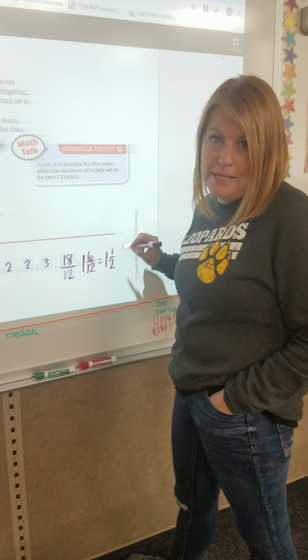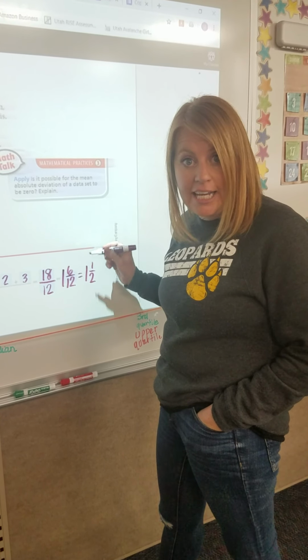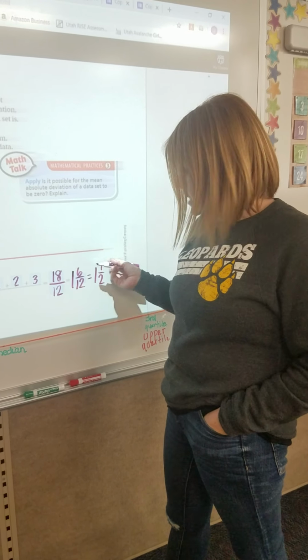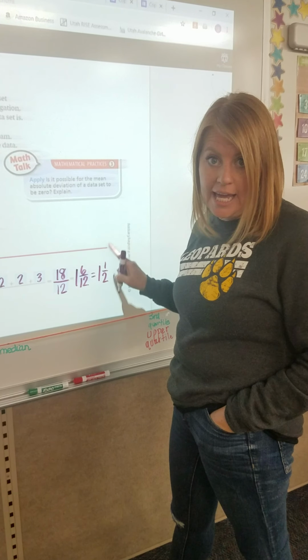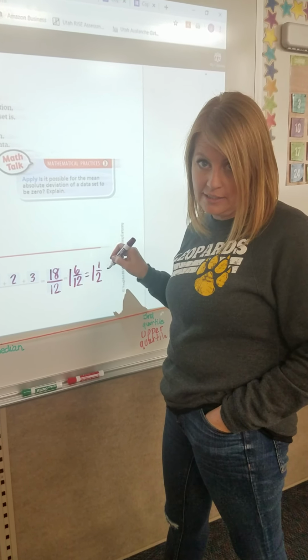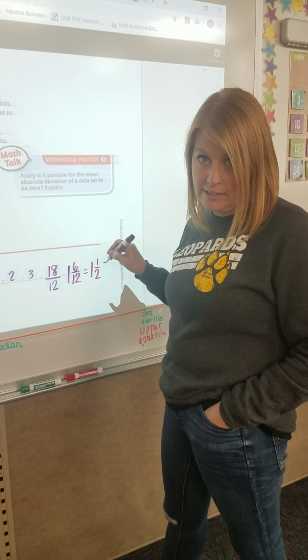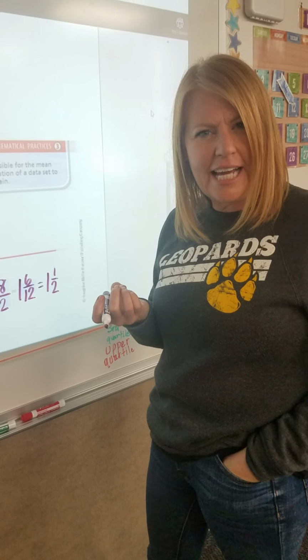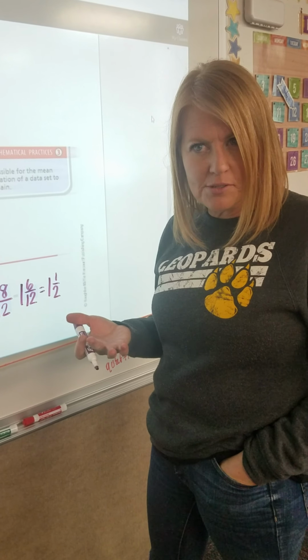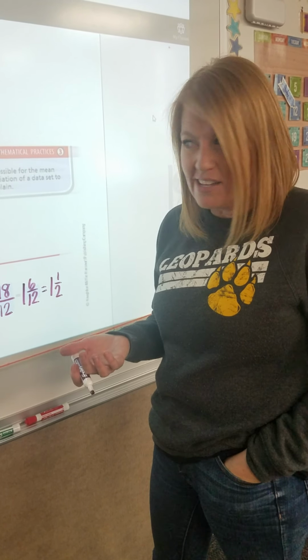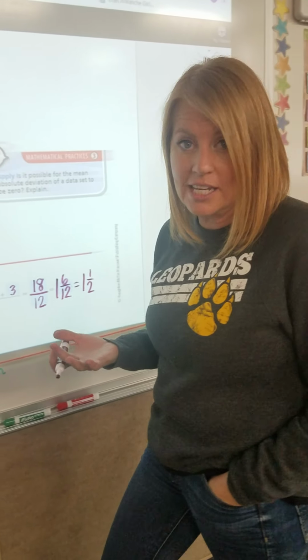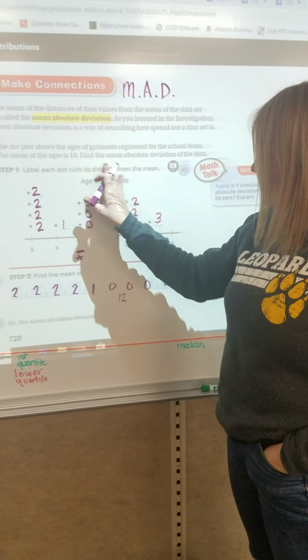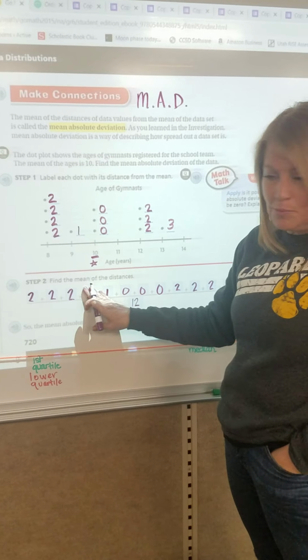So what that means is that on average, our data values were 1.5 away. Okay, so boys and girls, that's kind of pretty close. 1.5. So if we have a mean absolute deviation of 1.5, that tells us our data values are pretty close together. And when you look at it, that seems pretty true.